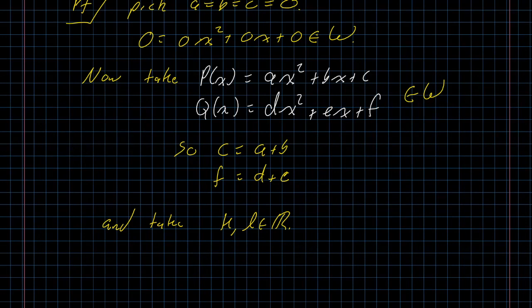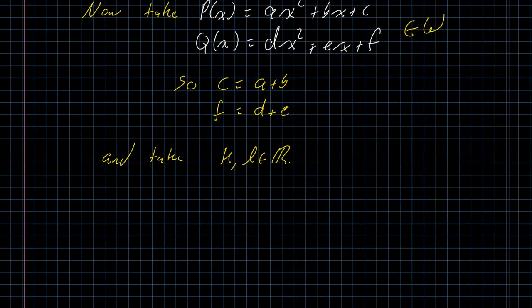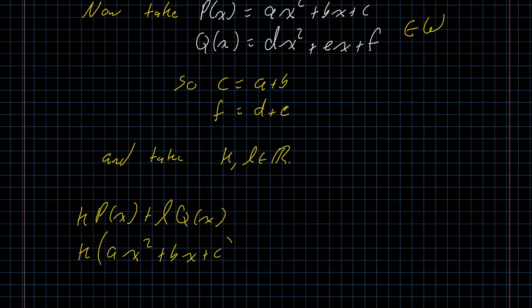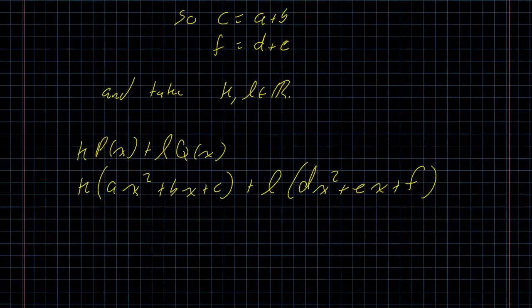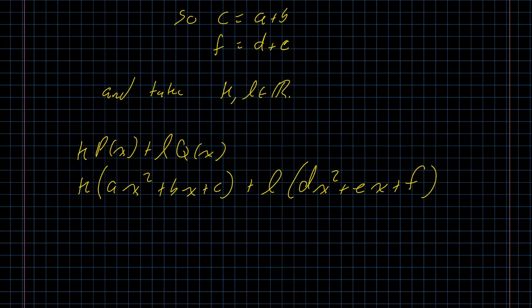And then I need a couple of real numbers. I'll call them K and L. And with that, I can take my linear combination. K times P of x plus L times Q of x is K times (ax squared plus bx plus c) plus L times (dx squared plus ex plus f). Then, substituting in, I know that C is A plus B. I know that F is D plus E.